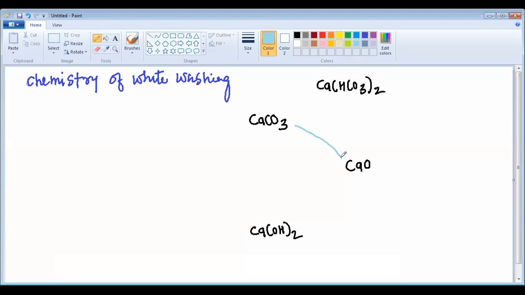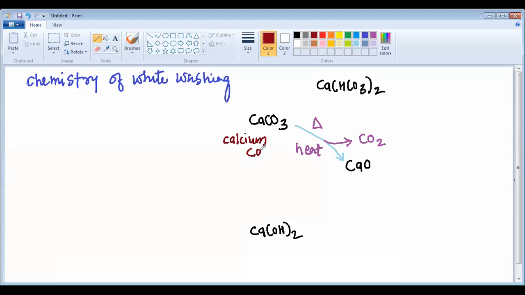So let's look at this. We get CaCO3. When we heat CaCO3, my dear students, we get CaO. Apart from that, we get CO2 produced during this process. This CaCO3 is known as calcium carbonate.